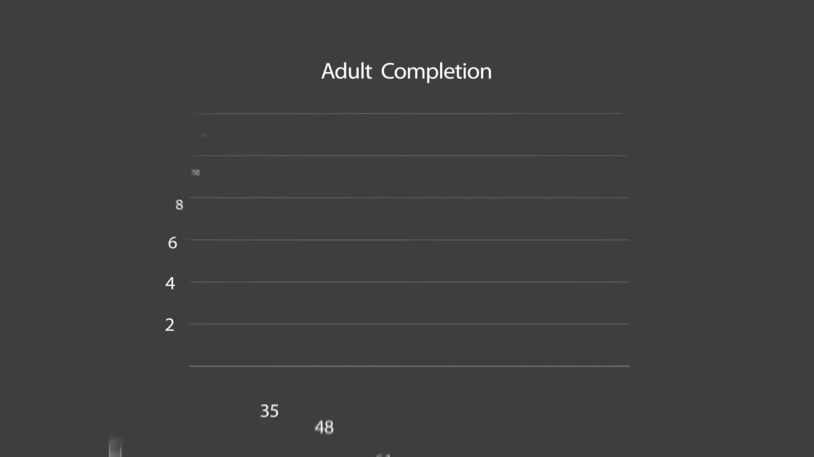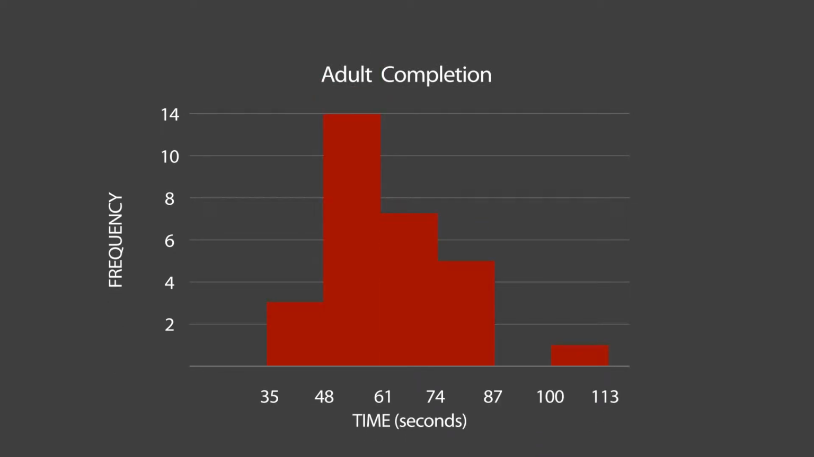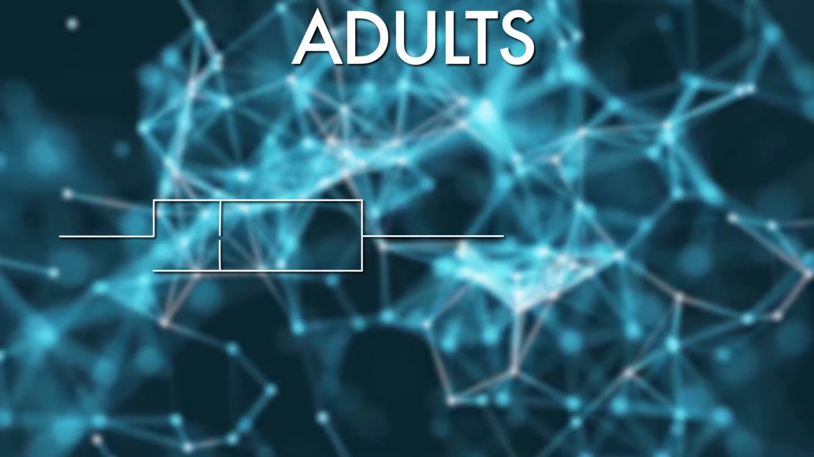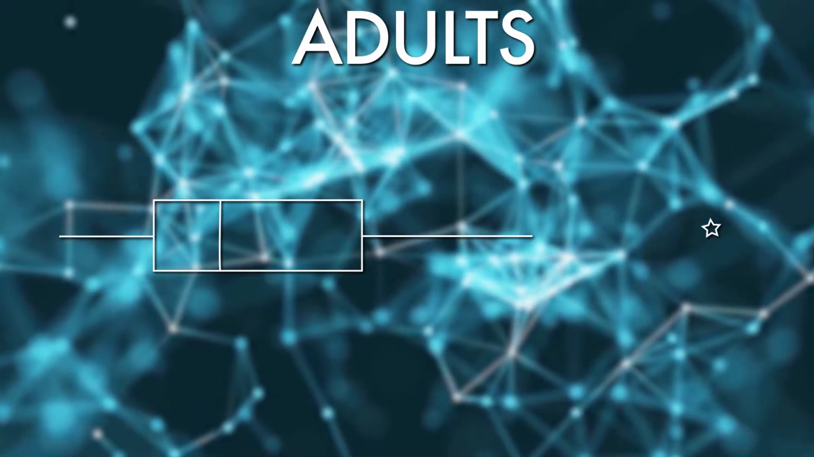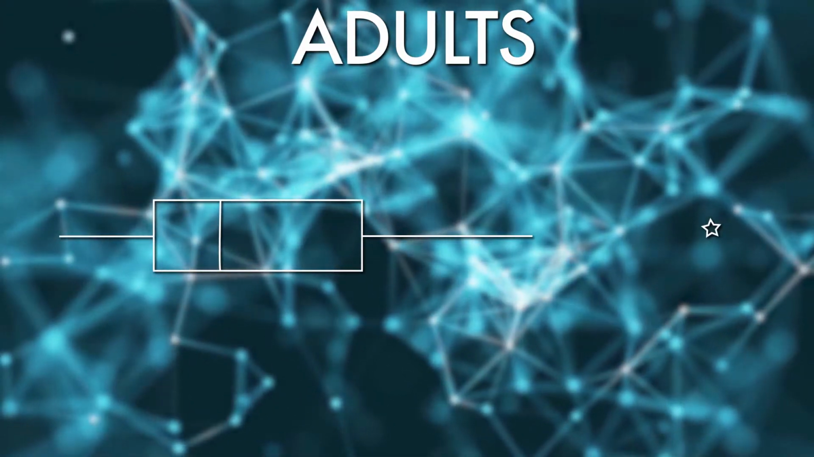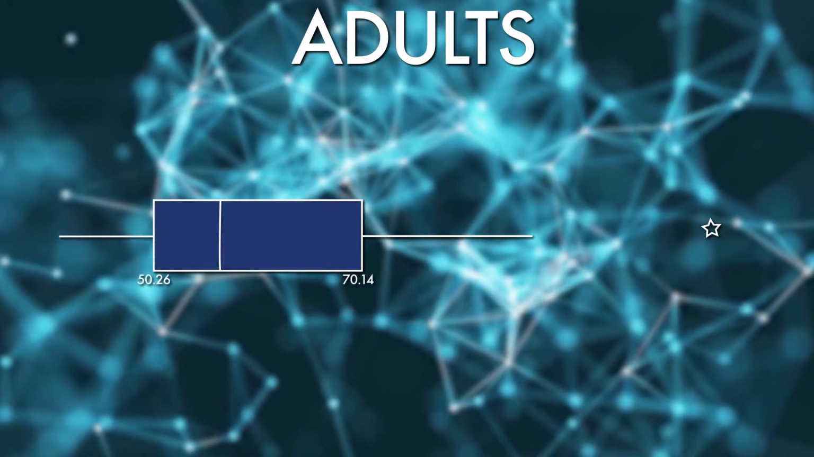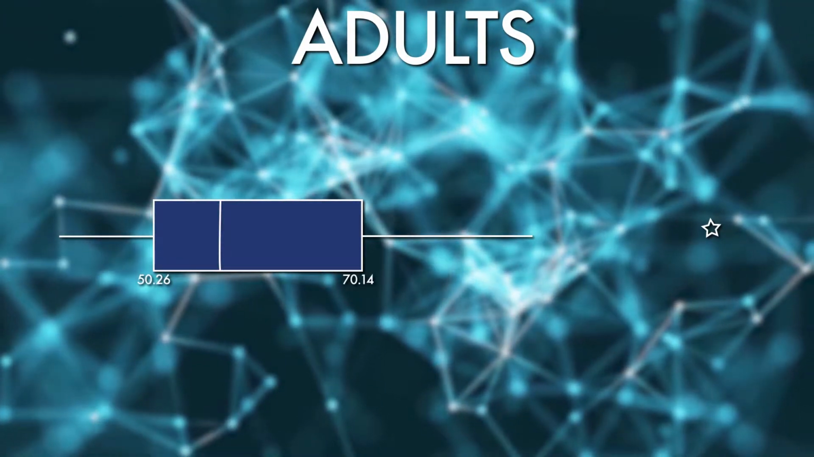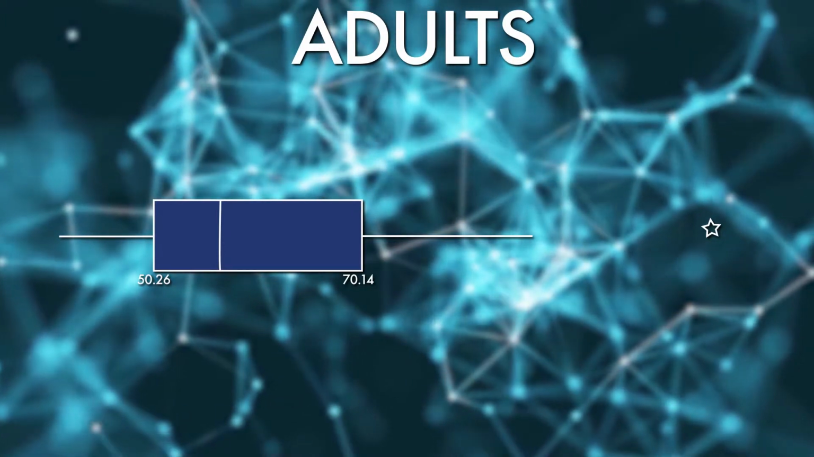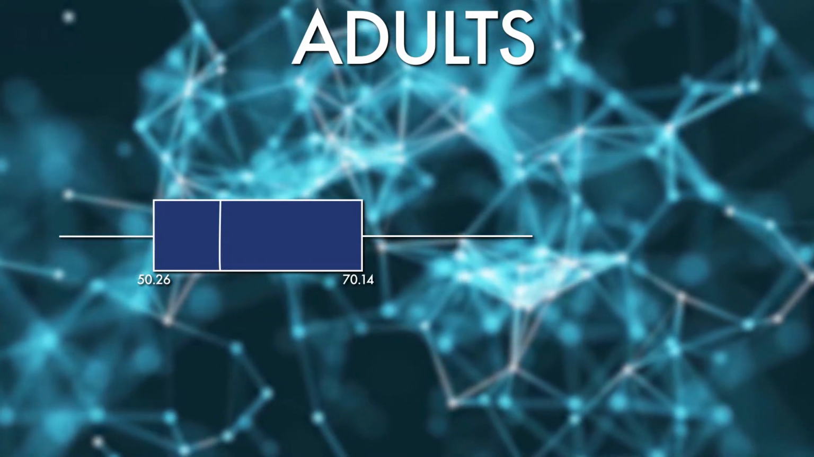First, let's take a look at each of our groups separately. For adults, we had a distribution with a skew right. All times fell within 43.9 and 103.87. As you can see, there's a gap between times of 85.52 and 103.87 seconds. That time of 103.87 seconds was also calculated to be an outlier, with an interquartile range of 17.88 seconds. The middle 50% of all adult times fell between 50.26 and 70.14 seconds.